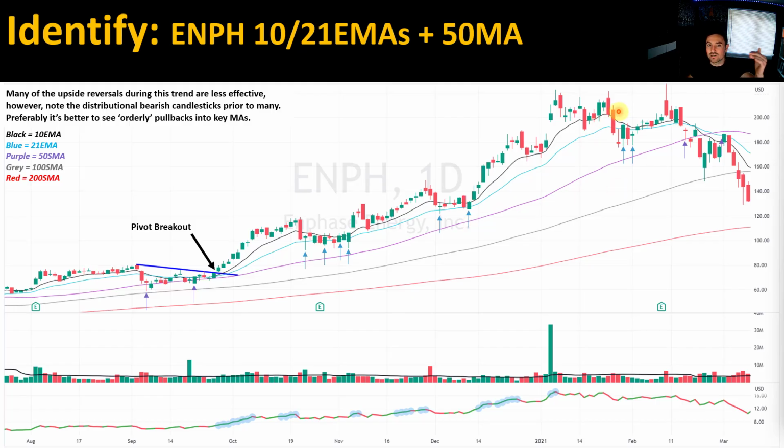Then it finds supportive action around the 21 EMA, just underneath. Then it tries an upside reversal to find supportive action on the 50, and guess what? It fails. These things are going to happen. I don't know why there's a random purple arrow in there. That's a mistake. Next one.